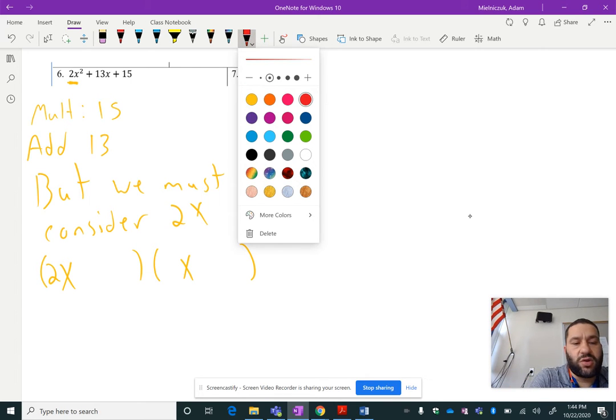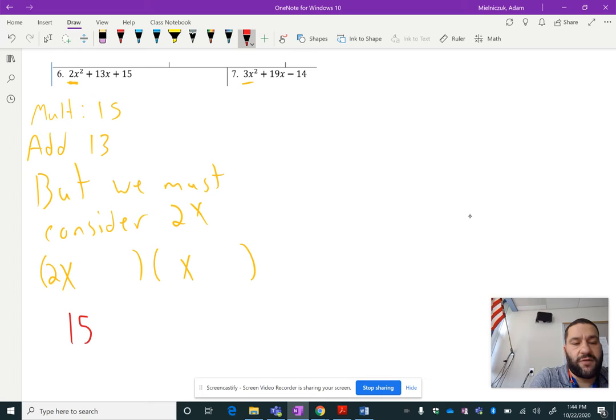Well, we still write our factors of 15. So we still have 1 and 15. We still have 3 and 5. But we know that we have to multiply one of those two values by 2, right? So we got to multiply to 15 and add to 13 while one of them is being multiplied by 2. So here's what I mean.